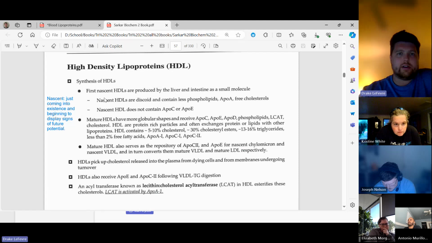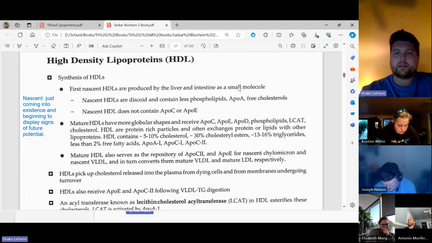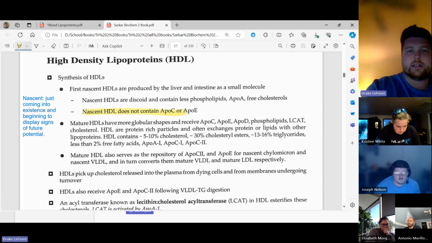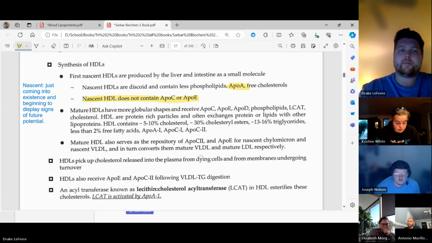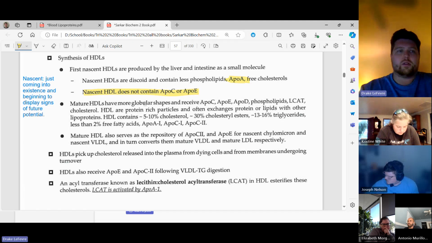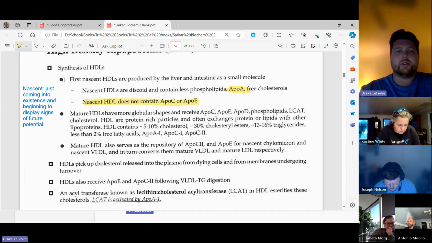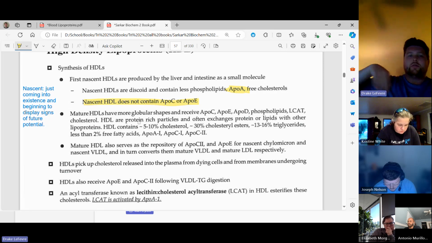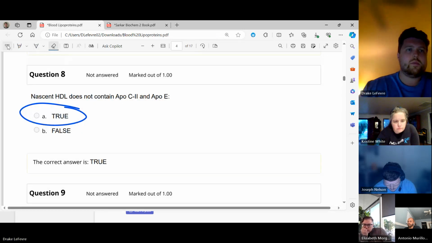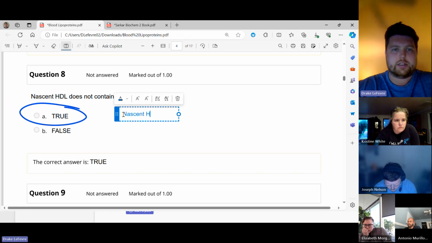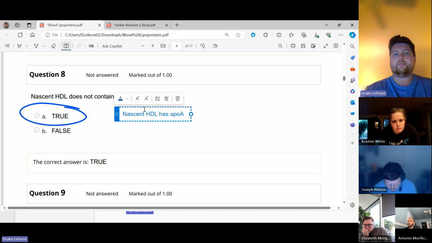Oh, here we go. It's also down in here, HDLs. The first nascent HDLs are produced by liver and intestines as a small molecule. Nascent HDLs are discoid and contain less of the phospholipids, ApoA, and free cholesterol. Nascent HDL right there, right from the book. Nascent HDL does not contain ApoC or ApoE. It contains ApoA. Mature HDLs are more globular, so nascent means that they're just coming into existence and beginning to display signs of future potential. So these are the new HDLs just when they're produced. When they're mature, that's after the HDLs have flowed through the body and they're picking up cholesterol and other things from the different cells throughout the bloodstream. So here, for nascent HDL, ApoA is what we'll put in there.